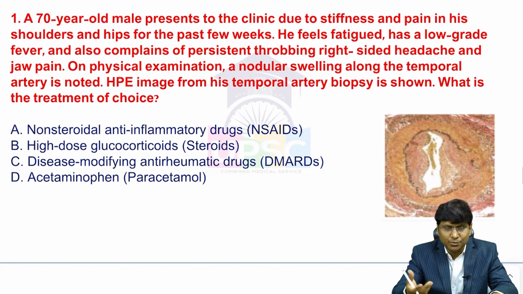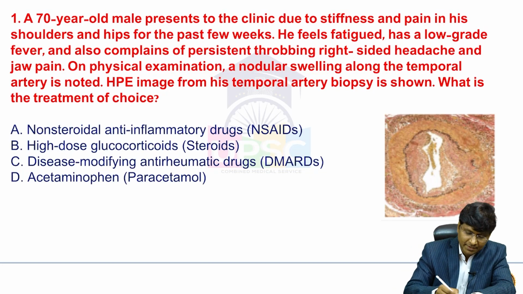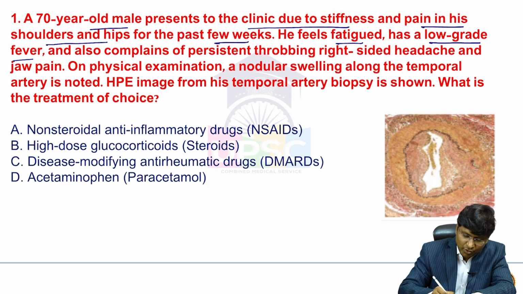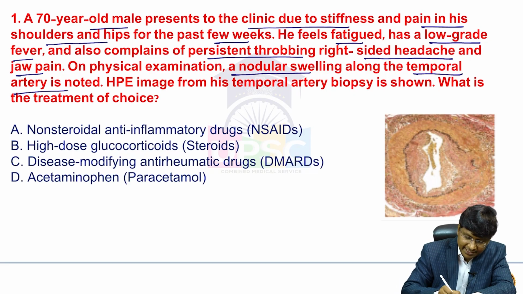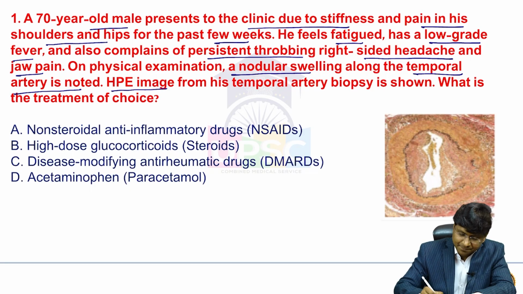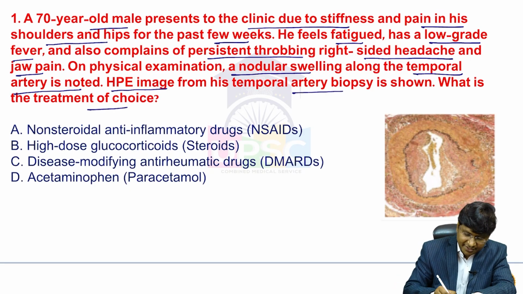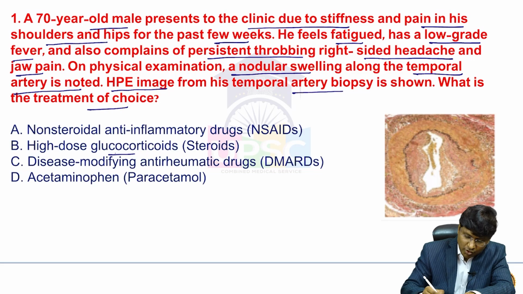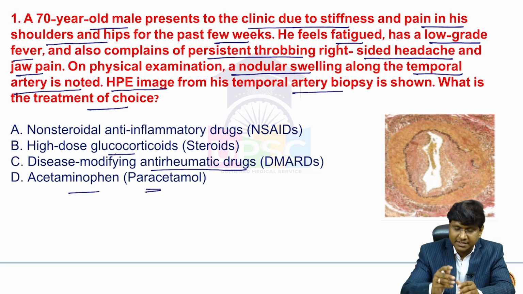Now, right, we'll do few more questions on the various types of the vasculitis. We have a 70-year-old man presents to the clinic due to stiffness and pain in his shoulder and hips for the past few weeks. He feels fatigued and has low-grade fever and also complains of persistent throbbing, right-sided headache and jaw pain. On physical examination, a nodular swelling along the temporal artery is noted. A histopathological examination image from his temporal artery biopsy is shown. What is the treatment of choice? The options are non-steroidal anti-inflammatory drugs, high-dose glucocorticoids, disease-modifying anti-rheumatic drugs, then acetaminophen, which is nothing but the paracetamol.